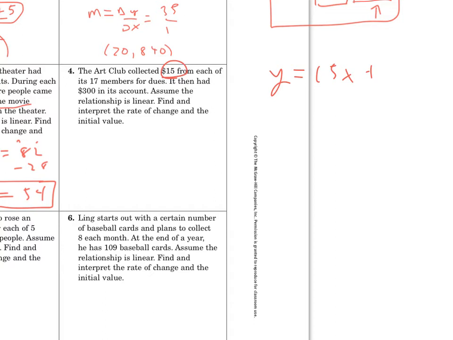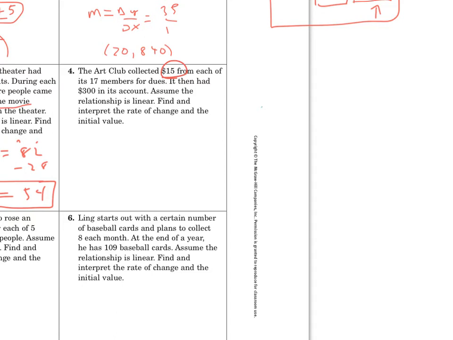Now what they're saying is that they had $300 after the 17 members paid their dues. So they had 17 people pay $15 each, and at the end of that time, they had $300 in the account. All right, I'm changing my method here, and I don't want to do this. Let me go back to doing it the way I was showing you earlier, because I don't want to mess you up.